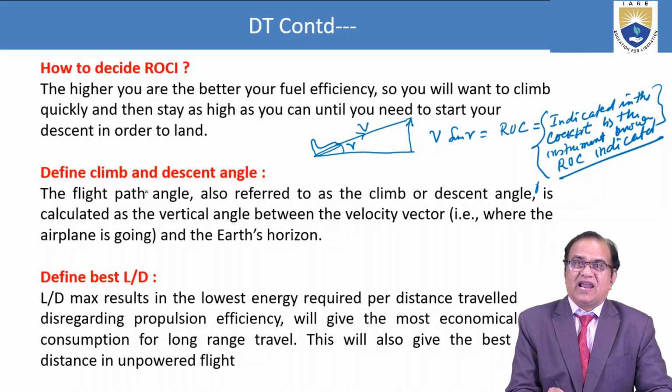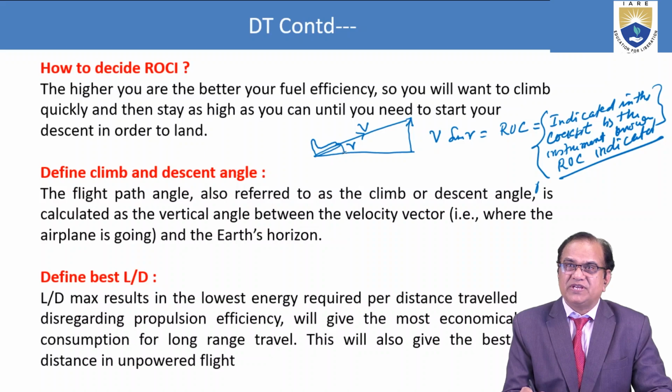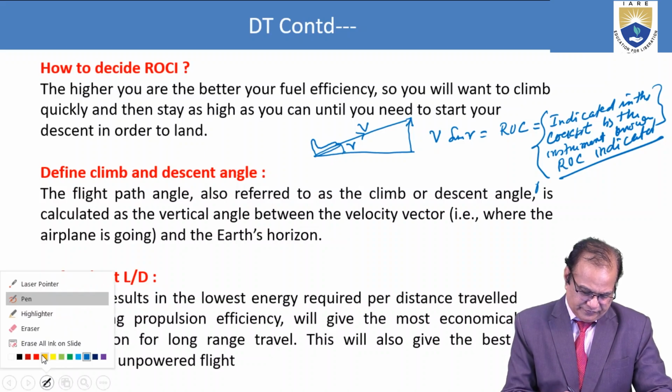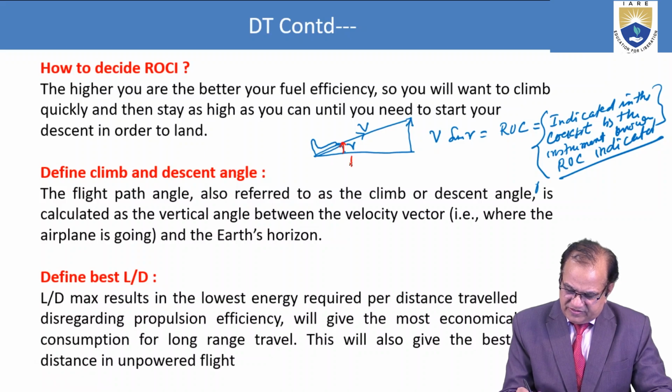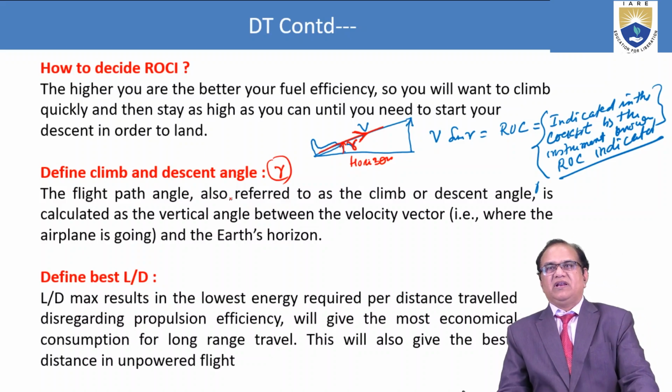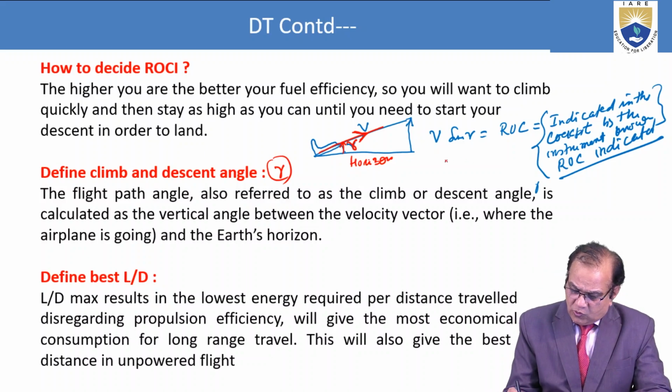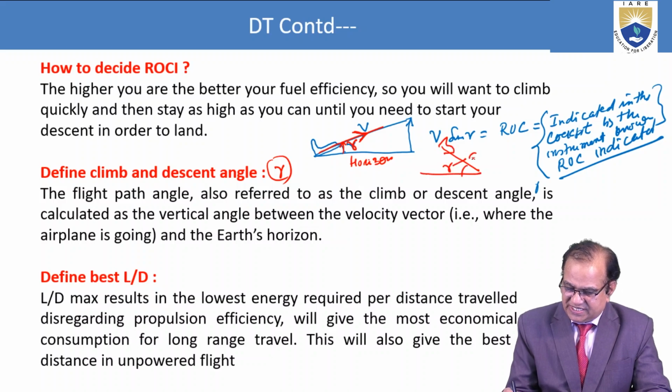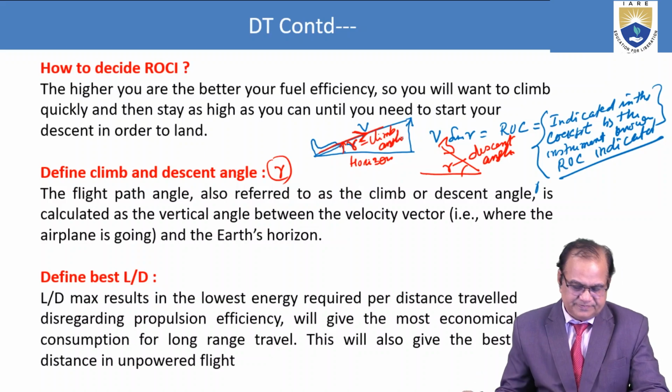So this is the climb angle, this angle from here to here. This is the horizontal horizon, and this is the aircraft velocity vector. This angle is gamma, and this gamma is called the climb angle. If it is going down like this, this is gamma, and here is the aircraft. So this is the descent angle, and this is the climb angle.